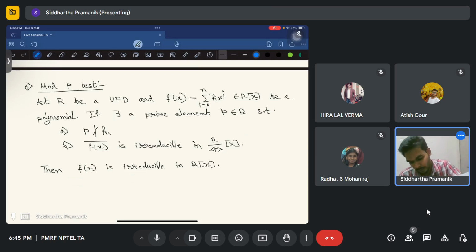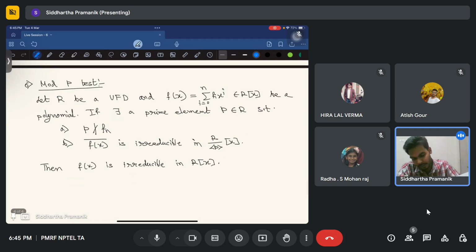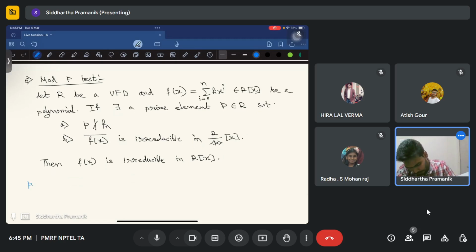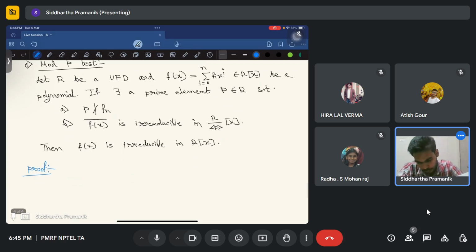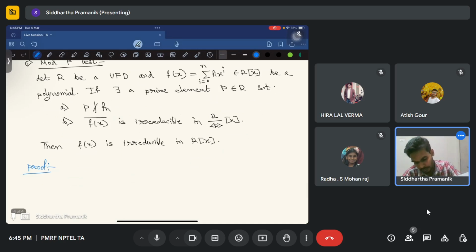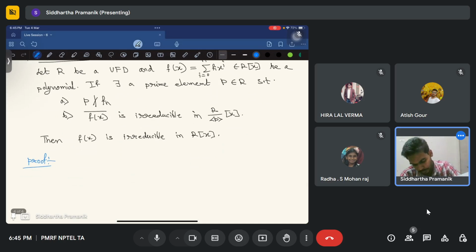So here we have no condition on the polynomial like monic or not, but we have a condition on the ideal. That ideal should be generated by a prime element. So let's see the proof of this. So I hope the statement is clear. So we will use the same idea as in the earlier case. So let's do it by contradiction.